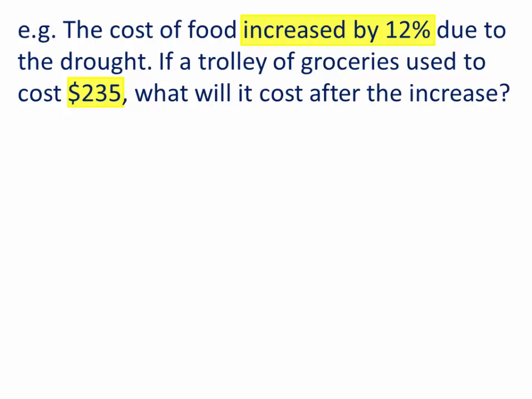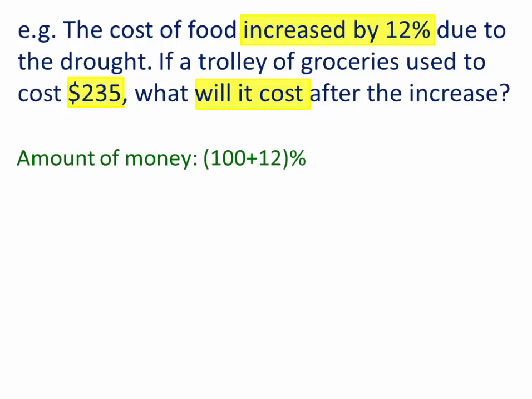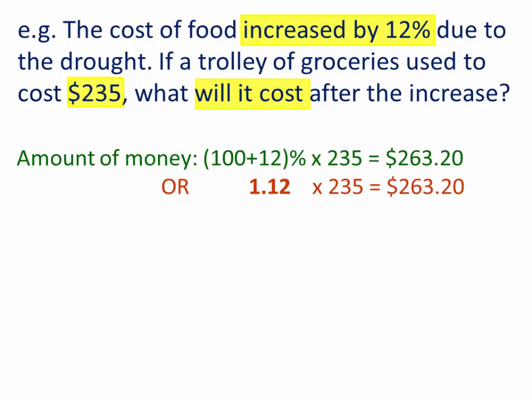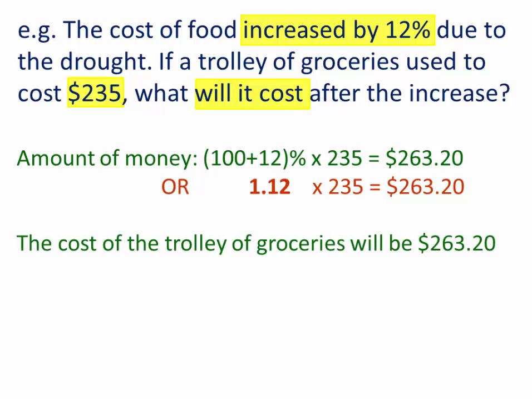And the question is, what will it cost? So we're going to write amount of money, 100 plus 12, and we're going to times by 235 and get our answer. If we were using a decimal, well, 112% is 1.12 times 235 and we get the same answer. And then don't forget to write a sentence, something like the cost of the trolley of groceries will be $263.20.